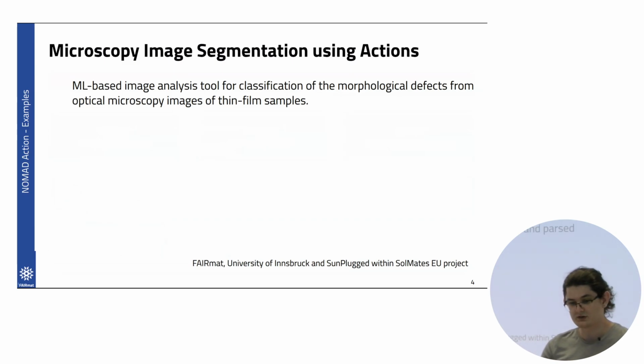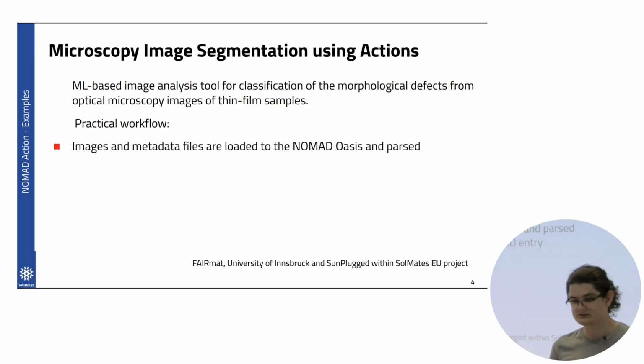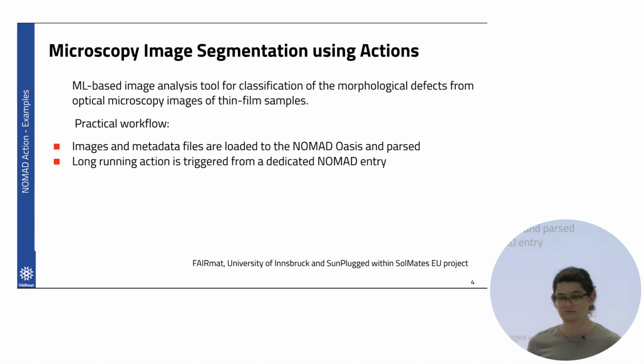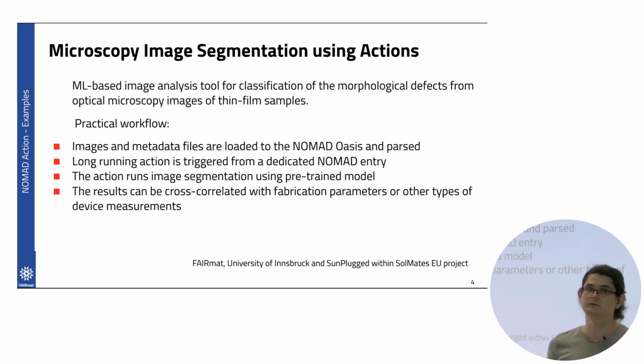The practical workflow is the following. The experimental data comes as images and metadata files. They're uploaded to the NOMAD Oasis, parsed automatically, and then the long-running action is triggered to do the image segmentation workflow using a pre-trained model. The results of these calculations are stored in the Oasis and can be later cross-correlated with other information on fabrication or other types of analysis also stored in the same Oasis.